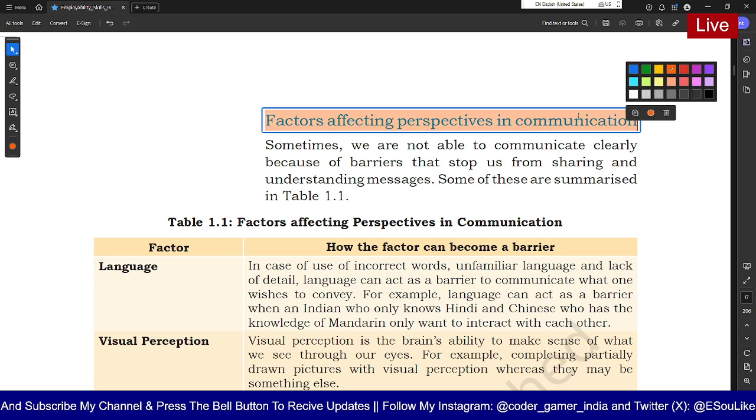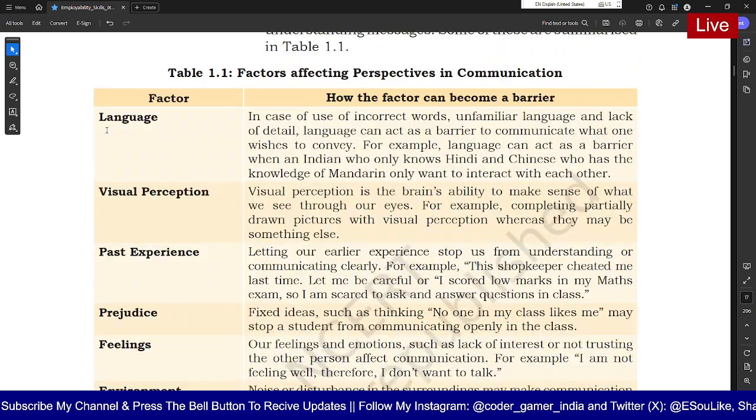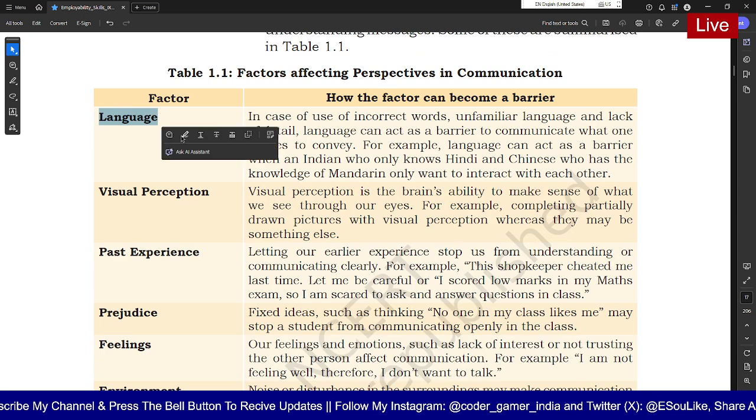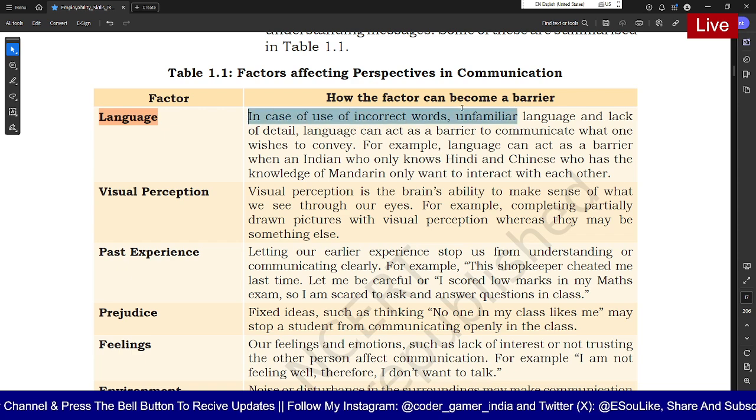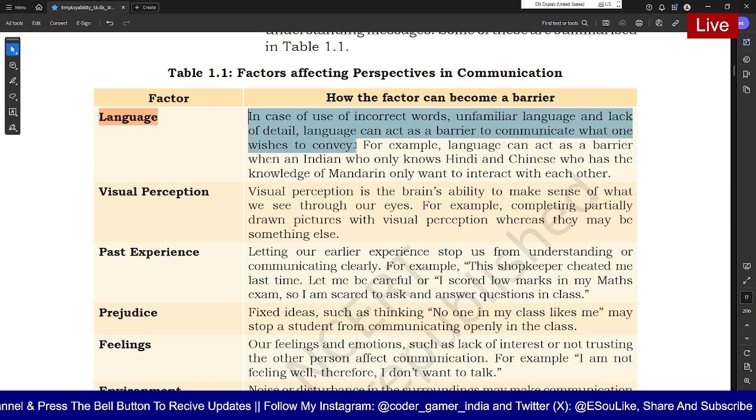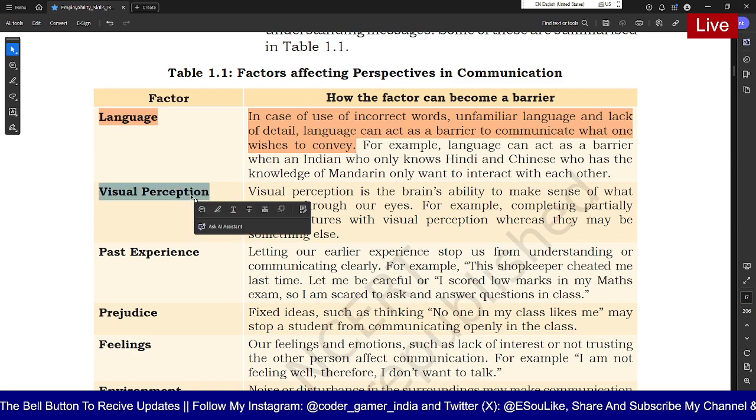So this is the most important topic. Number one, language. Incorrect words, unfamiliar language and lack of detailed language can act as a barrier for communication. This is one cause.